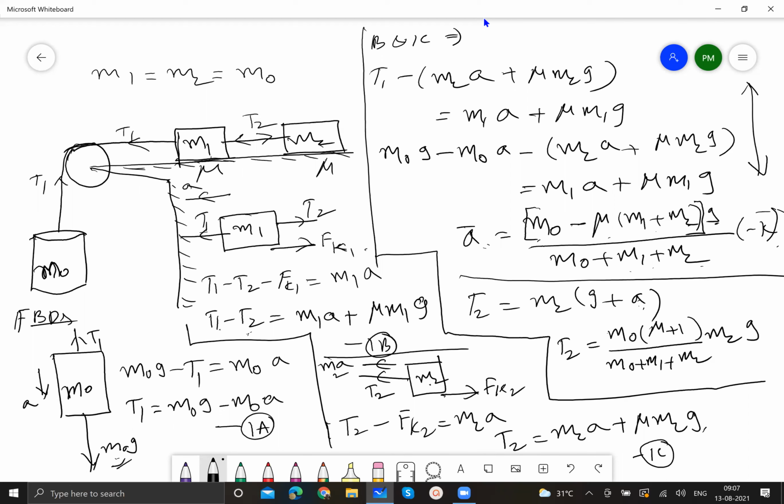Now, in this, substitute the value of T2 here. You can find the formula for T1. So this equation you can call it as 2. This equation you can call it as 3.